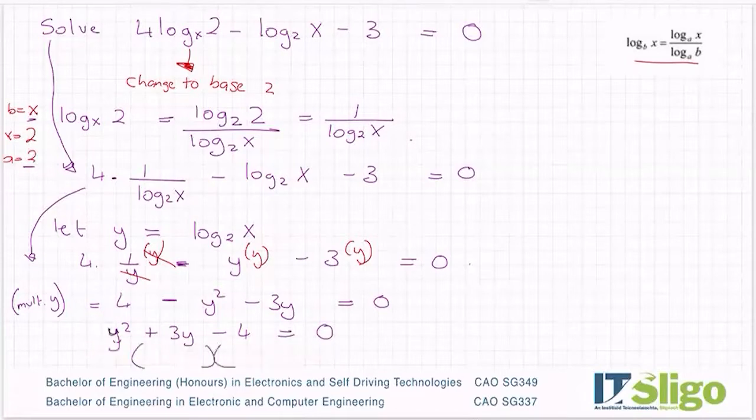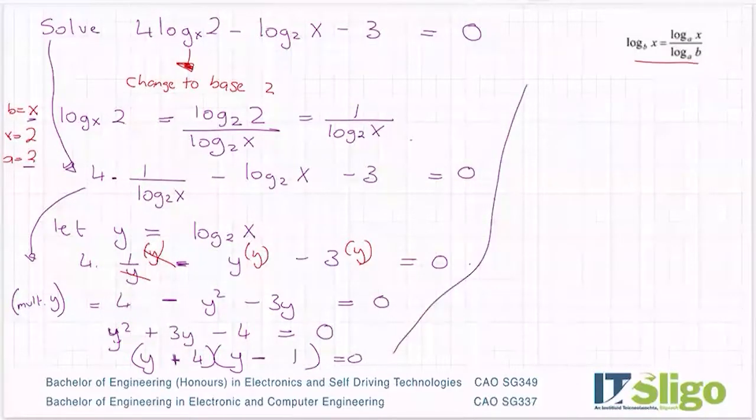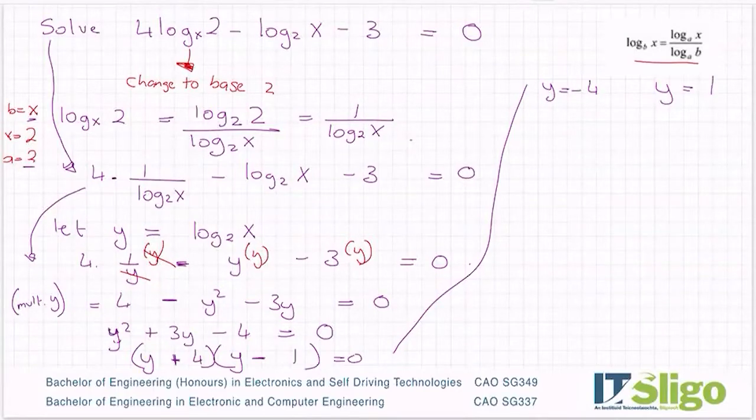So let's solve it. The factors of 4 that give me 3 are 4 and 1. It's a minus 4, so I'm going to have a plus and a minus equals 0. So I'm getting y equals minus 4, y equals plus 1. Normally when I'm dealing with logs, I get a little bit nervous of minus numbers, but they're okay when the y's are minus numbers. It's when you're getting the log of a negative number that it doesn't make sense.